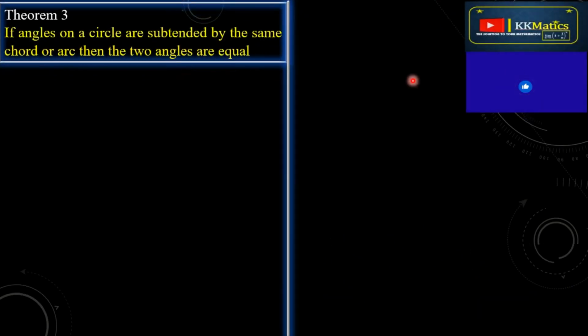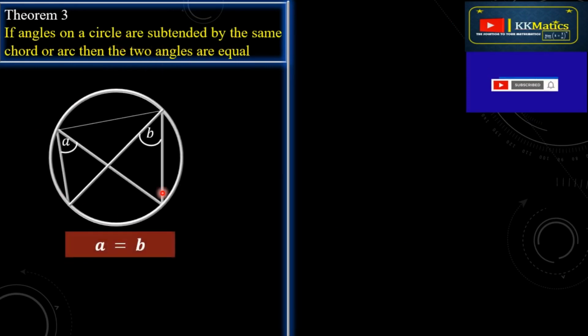Theorem 3: if angles in the circle are subtended by the same chord or arc, then the two angles are equal. With this angle illustration that we have here, always note, as I said earlier, that it is important for you to have in mind that the illustration is what is important, rather than the words there. The illustration is what will help you. So if you have an illustration like this, what we are being told is that A is equal to B.